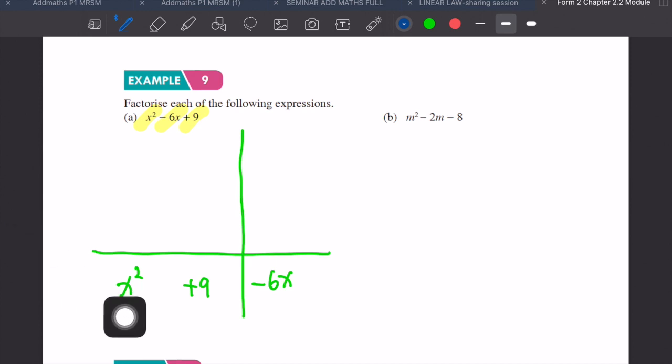So look at this first part. Okay, you have x square. Apa yang kita darab dapat x square? Semestinya x darab x. Okay.